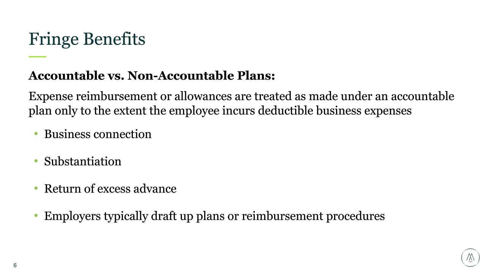So the word plan, you can just substitute the idea of a policy or a program, or this is how we operate, sort of an employee handbook. The important things to always keep in mind when you're doing these types of plans is there has to be a business connection. You have to have substantiation, and you must return any excess advances you may give an employee. If you have all of those elements in your plan, program, or handbook, that will allow you to exclude some benefits versus others.